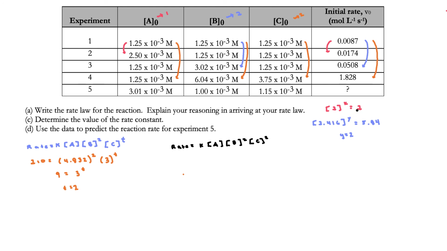So unlike these two, where it was super easy to do because for A, the concentration of B and C stayed the same, and for this one, the concentration of A and C stayed the same, it is still possible to determine the order for C, for example, even if the concentration of B is changing.